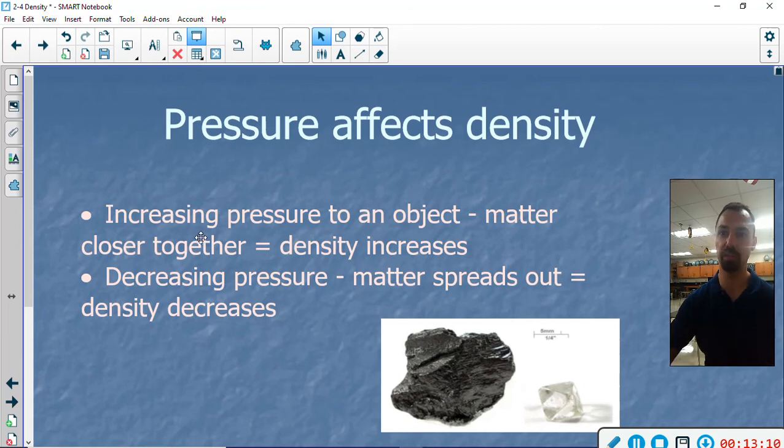So in general, increasing the pressure on an object could increase its density, but it has to be enough to change its form, basically. Decreasing pressure allows the matter to spread out, and the density will decrease. So you could do the reverse of that also.